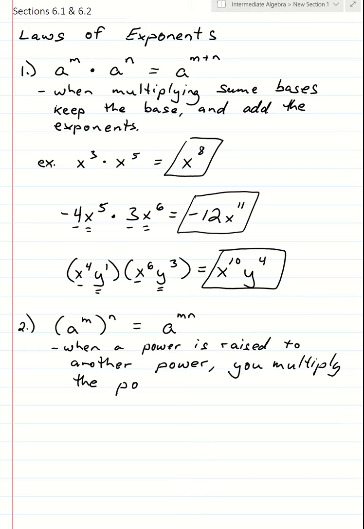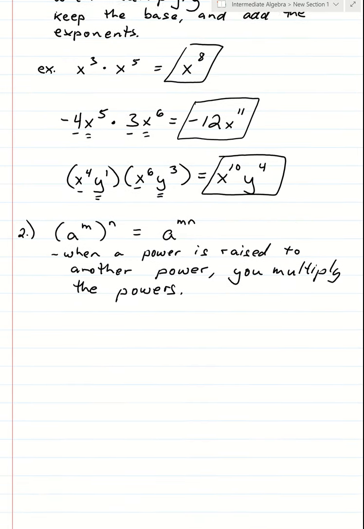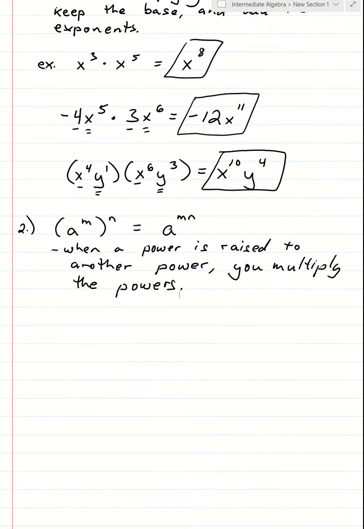So you don't do anything with the variable or the base in this particular case. All right, so when you have a power raised to another power, which is the case here, the power of m is raised to a second power of n, you have to multiply those powers. And let's just look at some examples where we would use the second law.